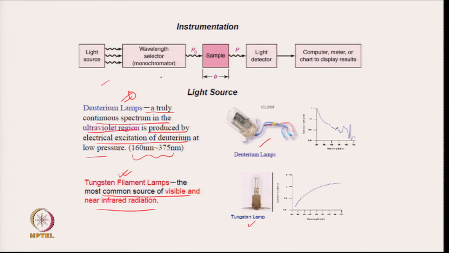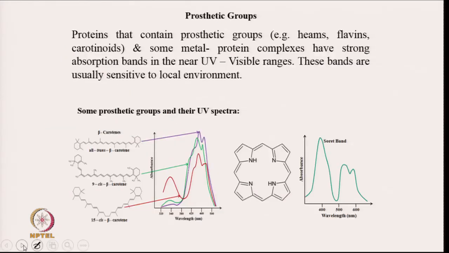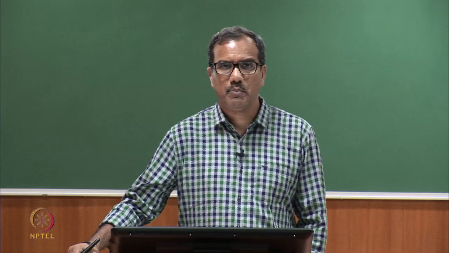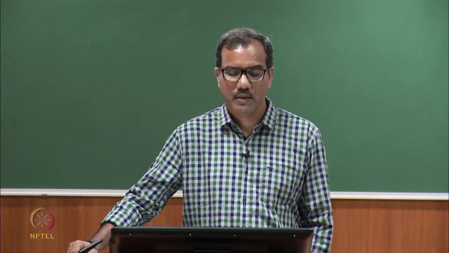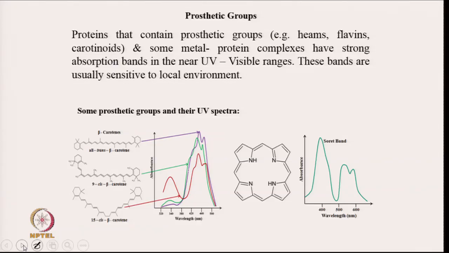I have already discussed wavelength selector. So, here is the light source. The light source can either be a deuterium lamp or tungsten filament lamp. Now, I will move towards the application of absorption spectroscopy.